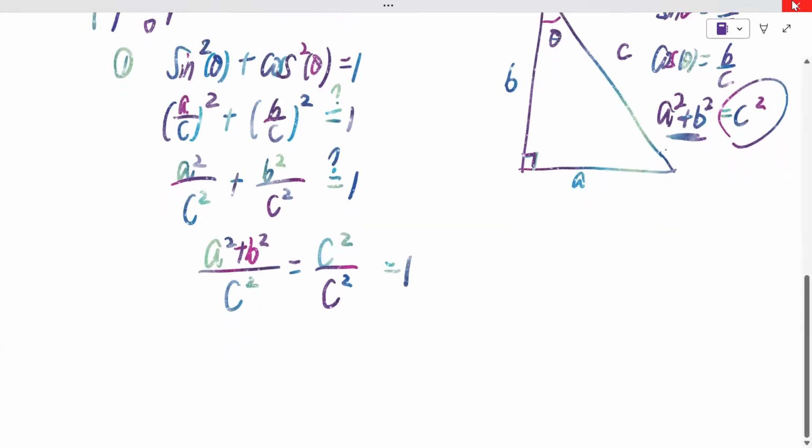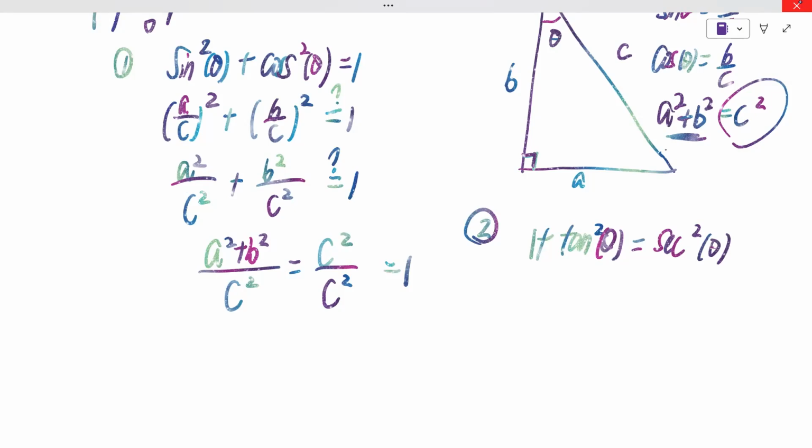And the second identity comes from this first one, which is 1 plus tangent theta squared equals secant theta squared. This is another Pythagorean identity. I'm also going to show you how to prove this. It comes from the first identity here. Sine theta squared plus cosine theta squared equals 1, which we just proved, so now we can use it.